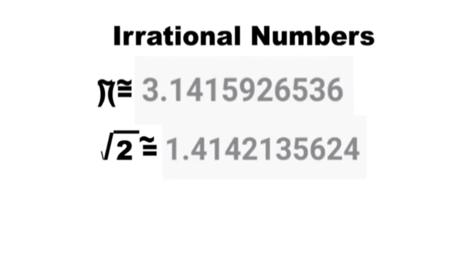But usually we round it off, so we can have 3.1416, and the square root of 2, which is approximately equal to 1.41421356 24, but it is also approximate.